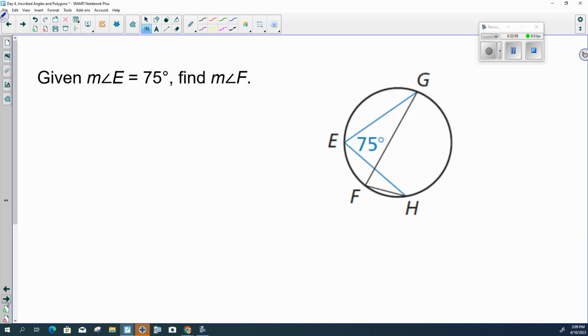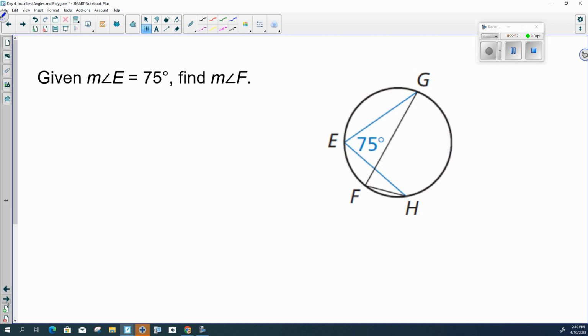Okay. So if you use the shortcut, let's look at the picture. I don't expect you to write these ones down necessarily, unless you really love the examples. So given the measure of angle E, we can see it's labeled 75. Find the measure of angle F. So think it in your head. You're not supposed to say it out loud.